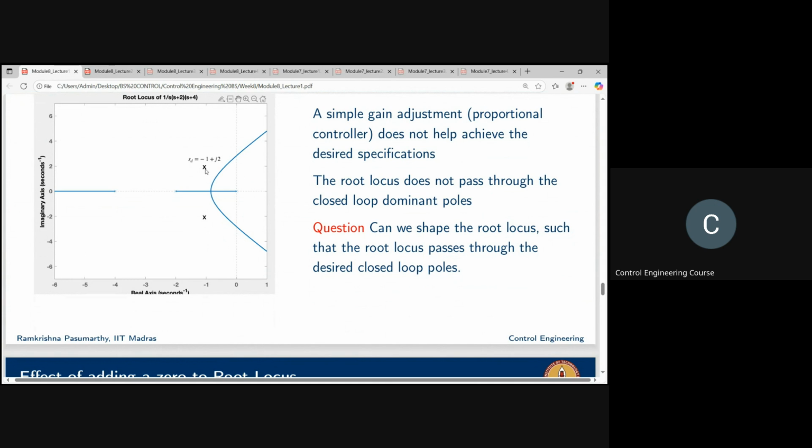But in the lead compensator, they have an extra design parameter, right? PC. You have two design parameters, so you can tweak to get the dominance of the desired pole that you desire. That's what I'm trying to say.